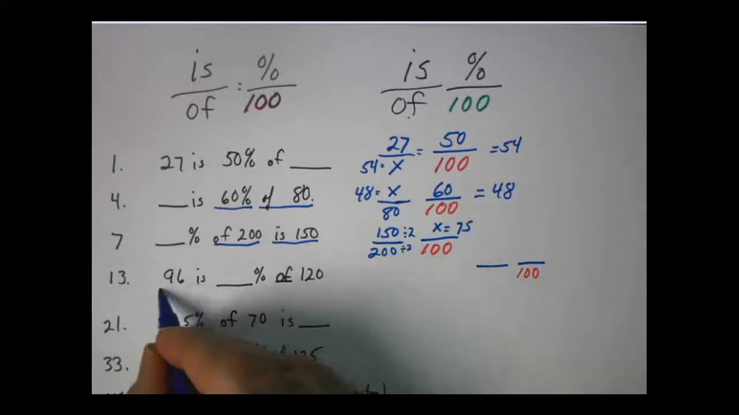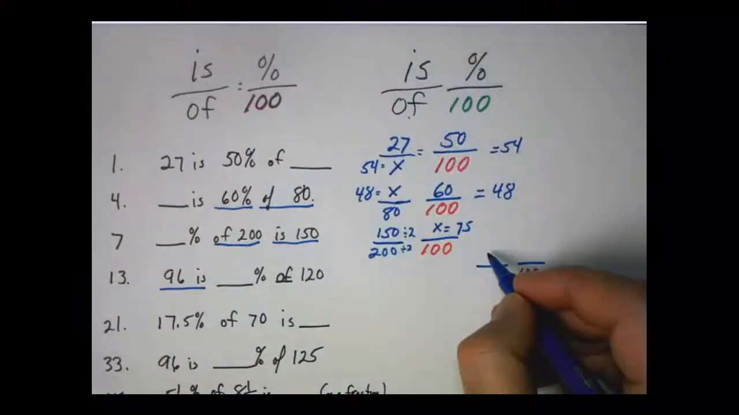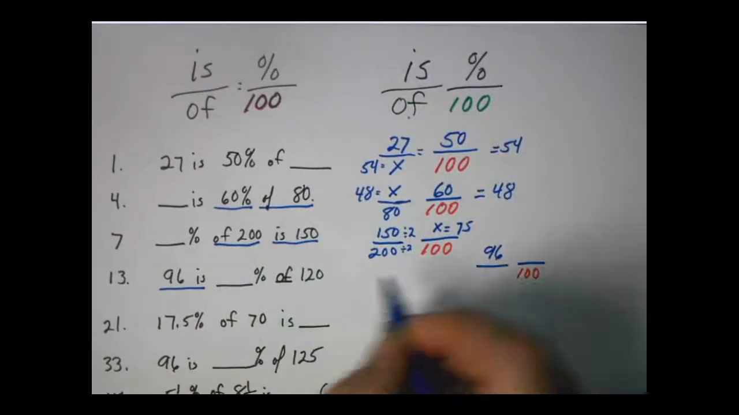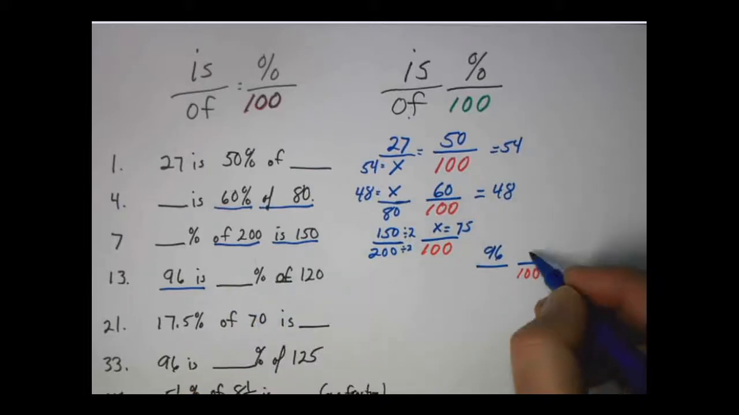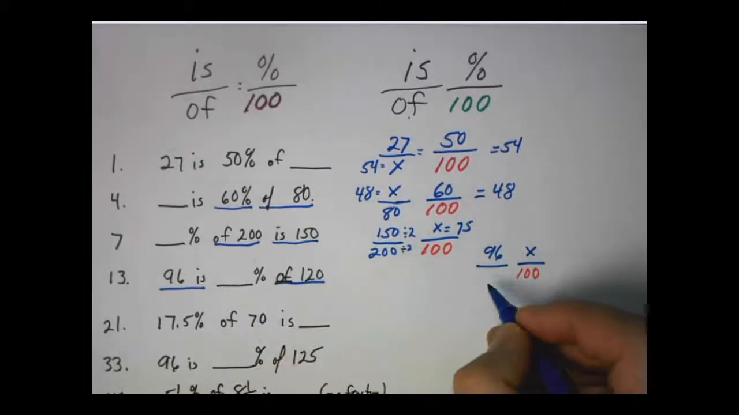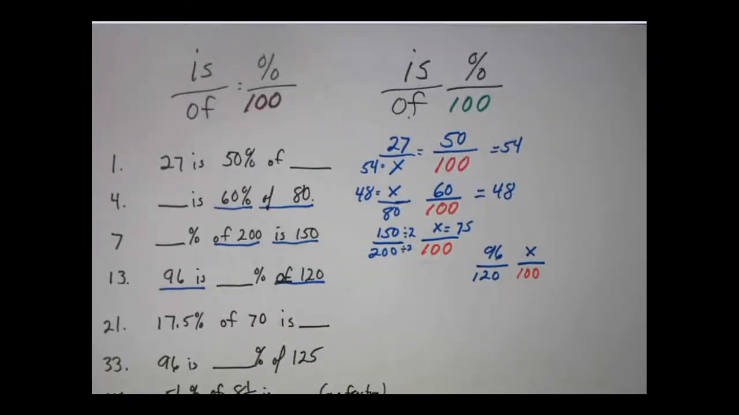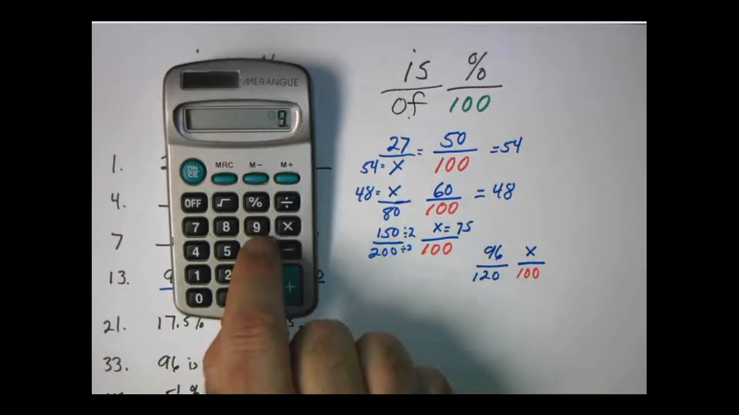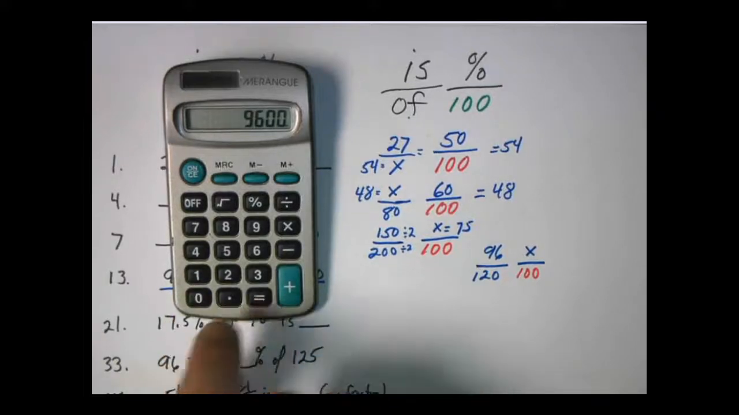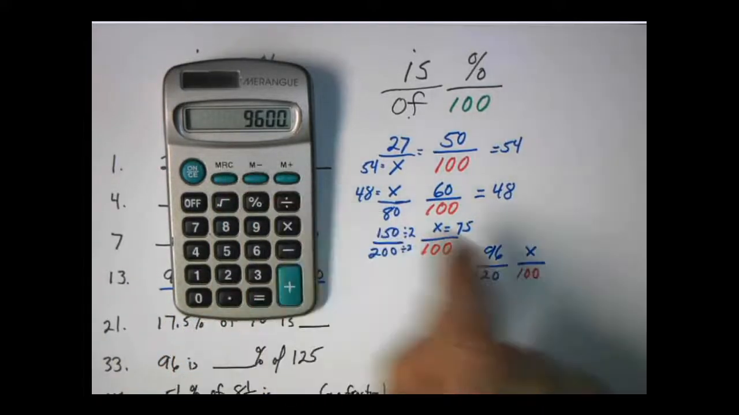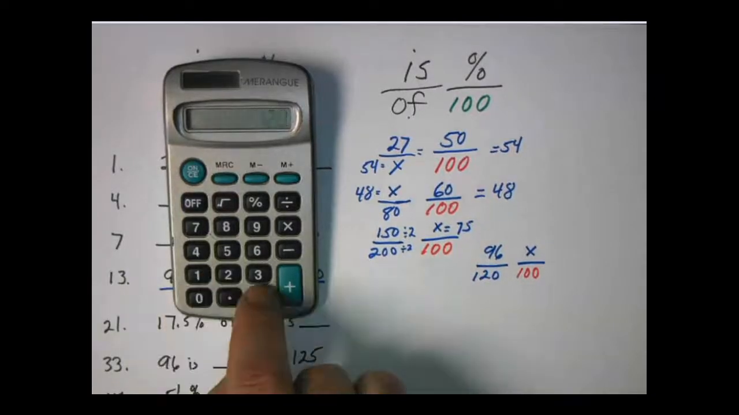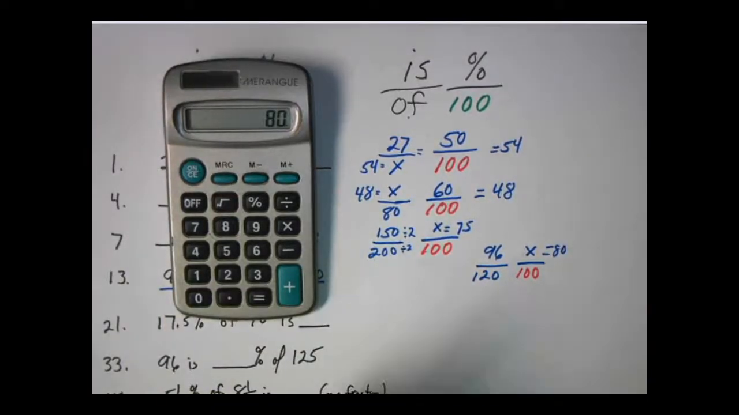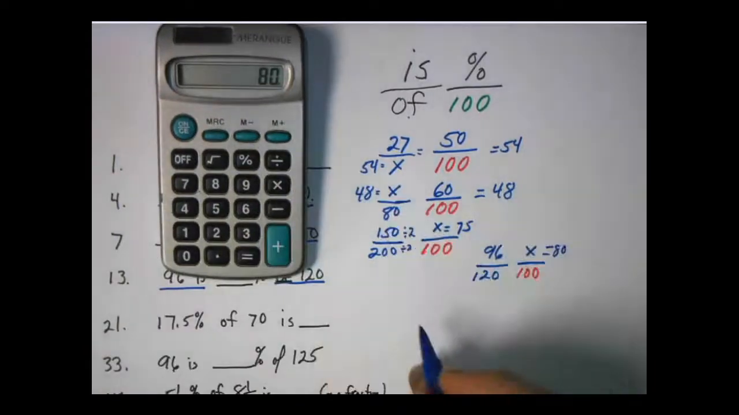Okay, 96 is. Is are on top over here. 96. Blank percent. Percents are blank. Of 120. Ofs are on the bottom. Okay, as the problems start to get a little bit more complex, go ahead and use your calculator. So we have 96 times 100 equals 9600 divided by 120 gives me 80. See how this is working? Just plug it right on into the formula. Okay, they'll never give you the 100.